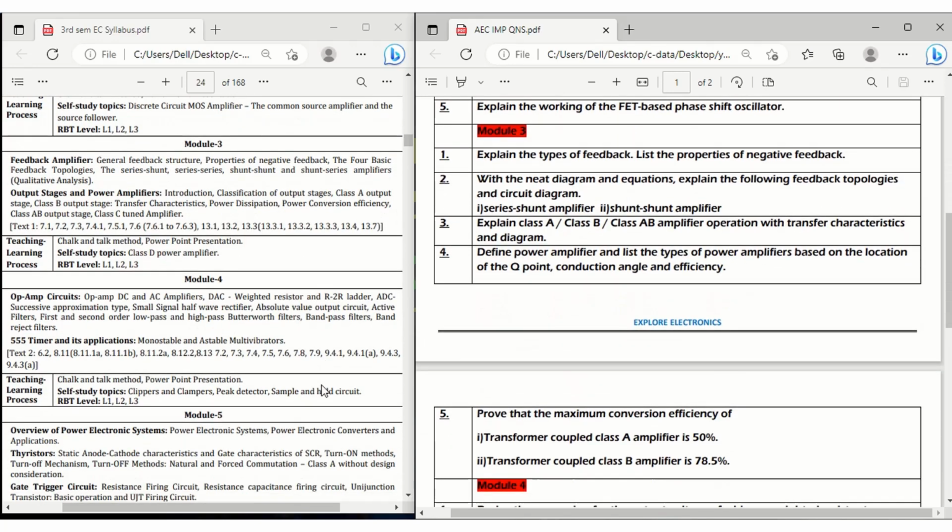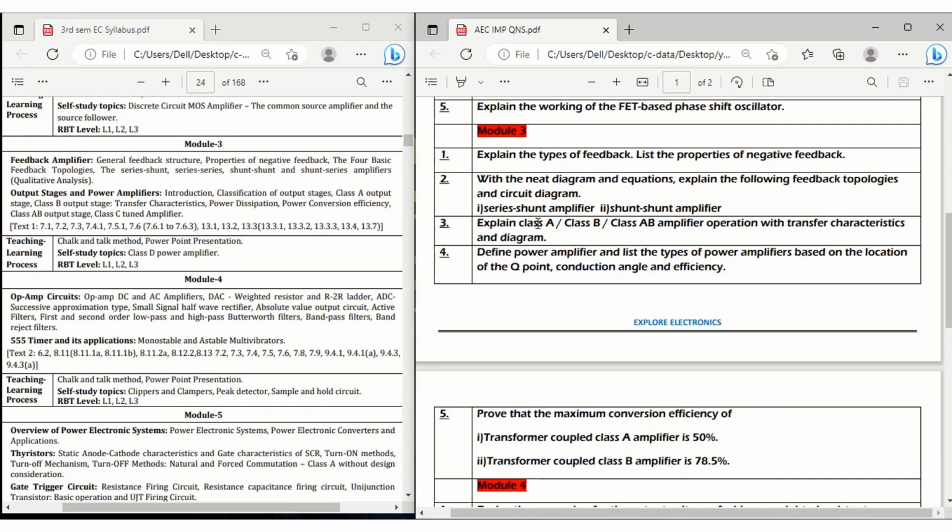And coming to module 3, module 3 is on feedback amplifiers, output stages and power amplifiers. So starting with feedback, different types of feedback and their properties with respect to negative feedback. Properties of negative feedback are also important. You might have studied this in previous semesters also. So types of feedback are very important here. You need to draw the circuit for each and every feedback and explain their characteristics. And write with a neat diagram and equations, explain feedback topologies like series shunt amplifier, shunt shunt amplifier. Like this you can get a question on feedback.